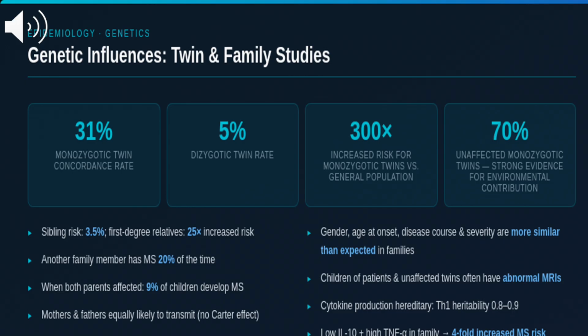An important point about familial cytokine profiles: low IL-10 combined with high TNF-alpha in a family predicts a 4-fold increased risk of developing MS and an 8-fold increase in relapsing remitting over primary progressive MS, demonstrating that the cytokine regulatory phenotype is partly heritable and predictive of both disease risk and phenotype.